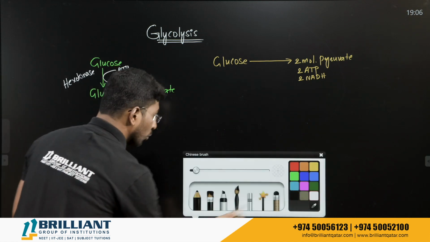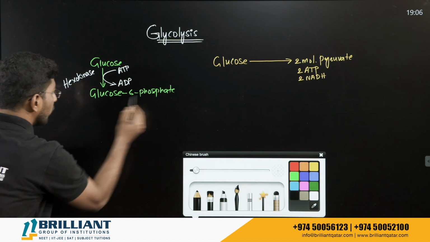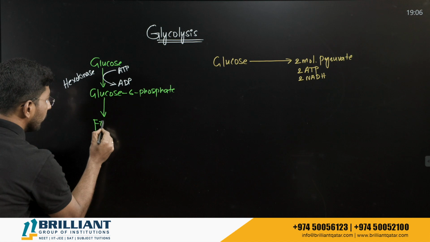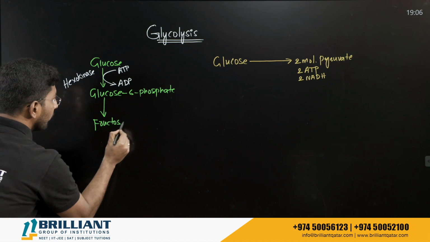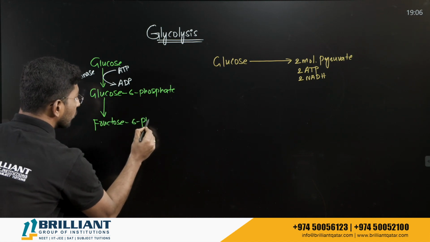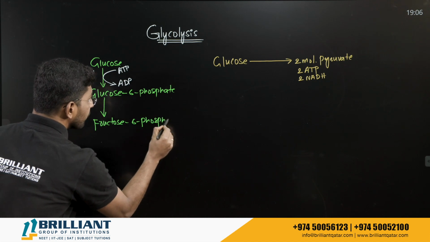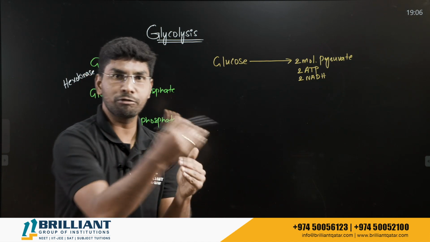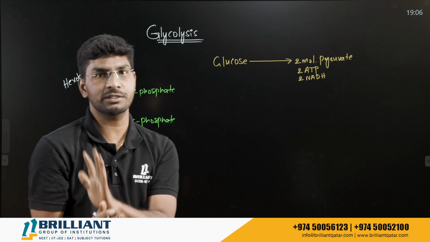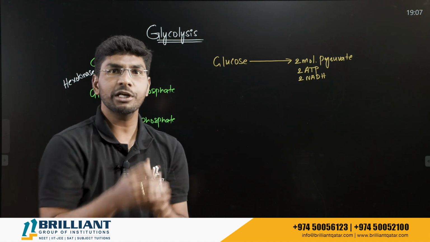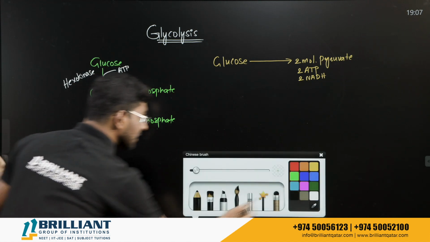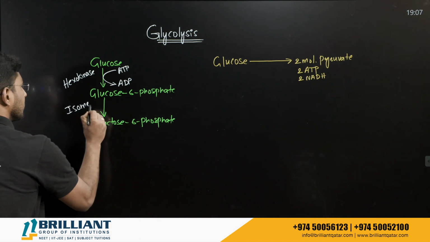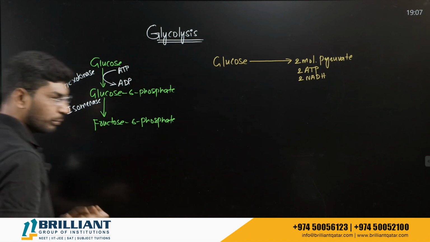Next step. Now glucose 6 phosphate converts into its isomer called fructose 6 phosphate. Okay, this is simple, an isomerase enzyme participates. That means glucose 6 phosphate converts into its isomer called fructose 6 phosphate. So what is the enzyme name here? The enzyme name is isomerase. The enzyme name is isomerase.